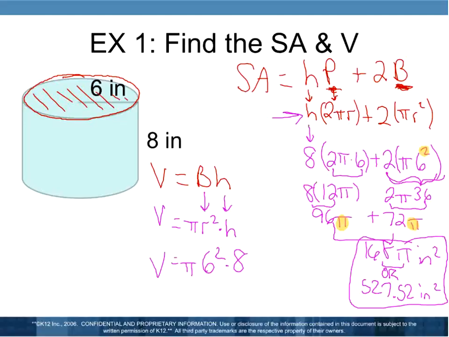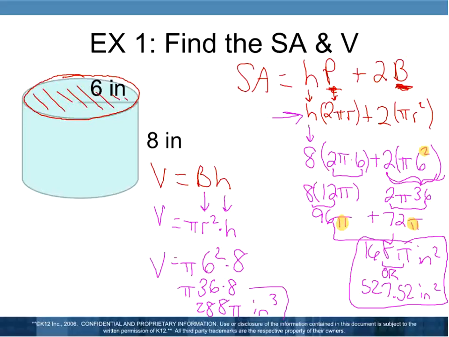So out of all these things, I have to do my exponents first. So 6 squared, 36. And let's do 36 times 8. Good job. 288 pi. What kind of units go on volume? Inches cubed. Good job, Adrian.